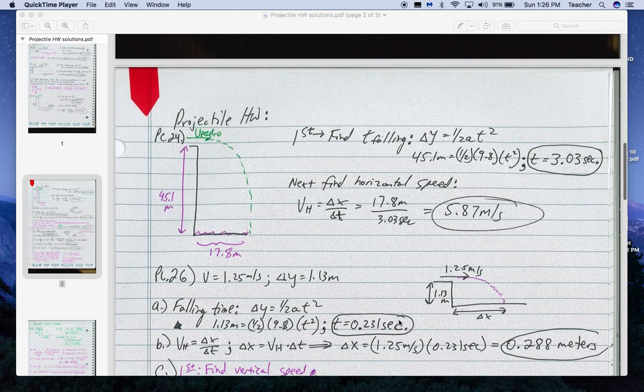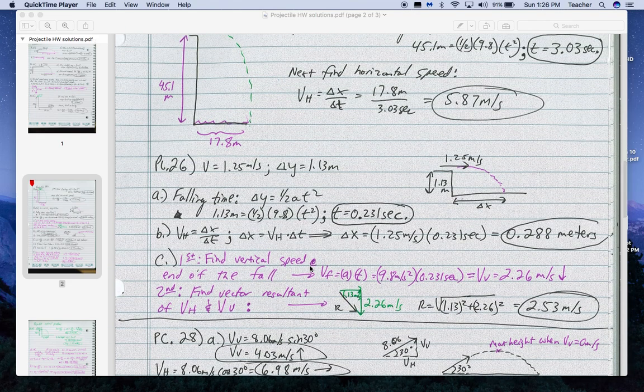Okay, problem 24. This is the divers above the La Quebrada cliffs, I believe, in Mexico. So we're going to find the time falling at first like we normally do. Notice it's a lot more here because this is a lot higher. To find the horizontal speed at which they've got to be running to land out this far, we simply take that distance, divide by the time we just figured out, and that gets us that speed. That is a fast speed.